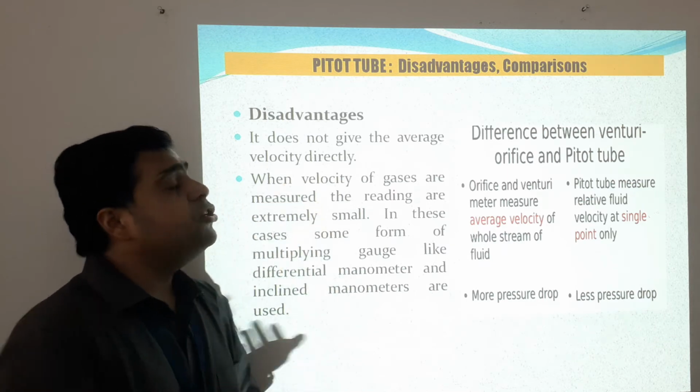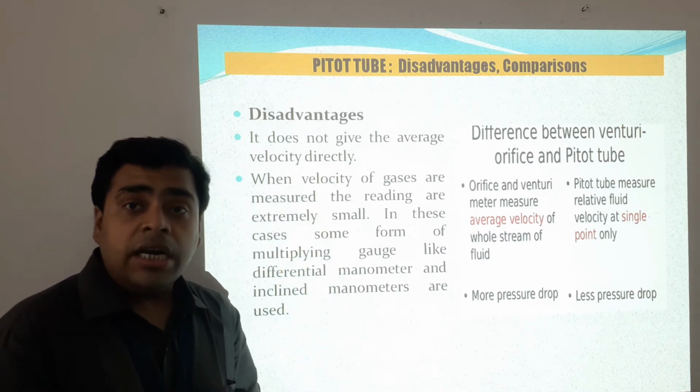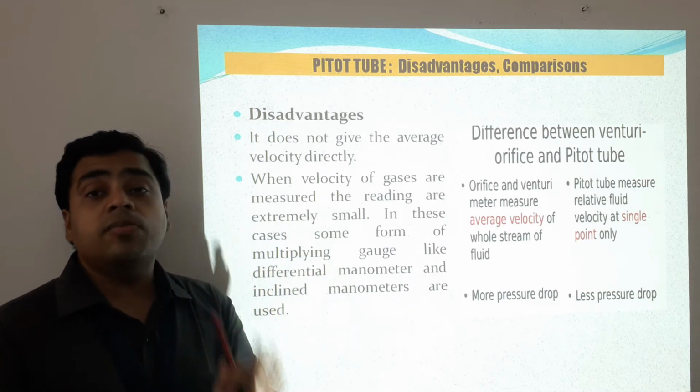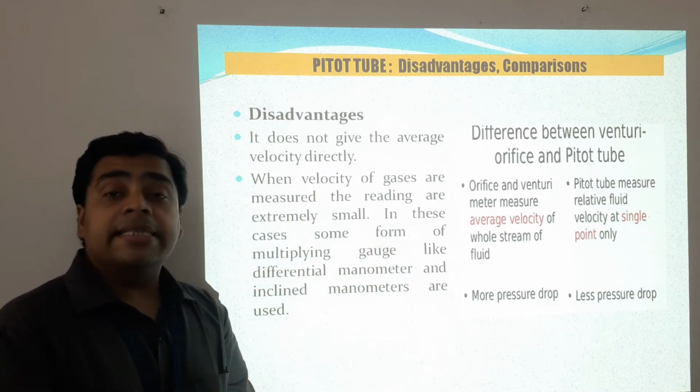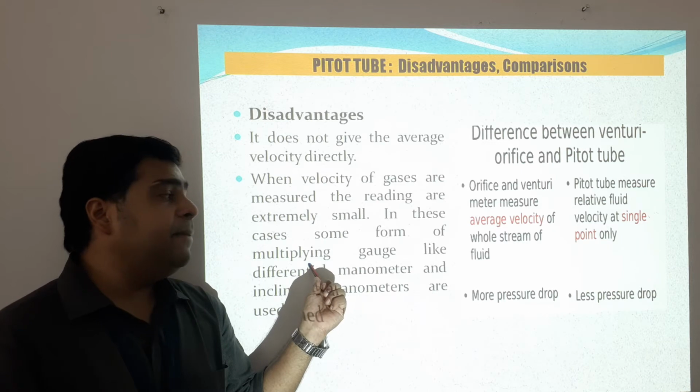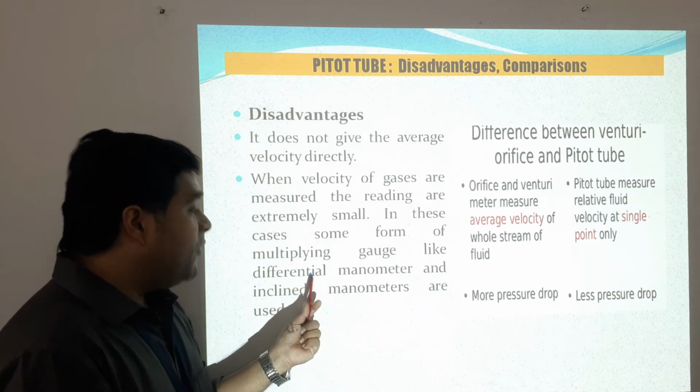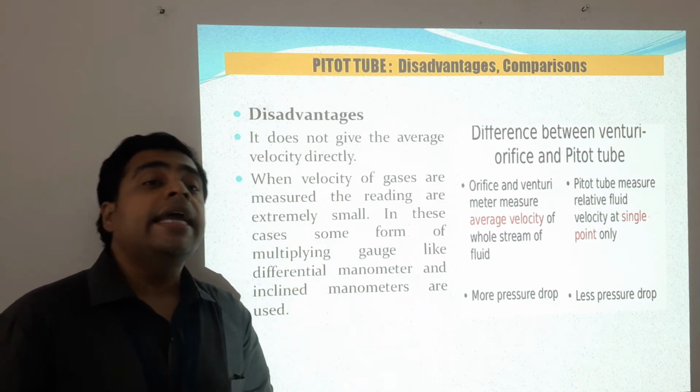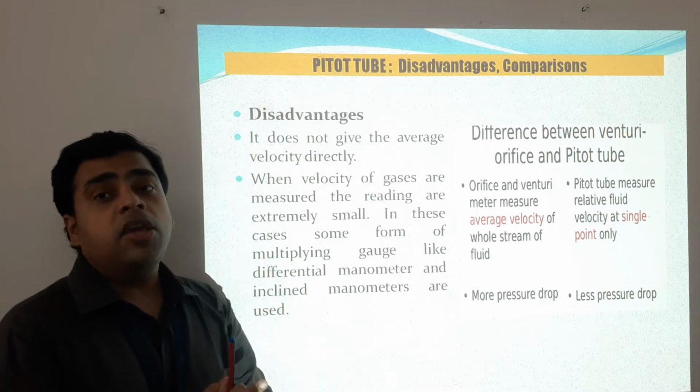So when the velocity of gases is measured, the readings are extremely small, and in these cases some form of multiplying gauge, like differential manometers as well as inclined manometers, is used.